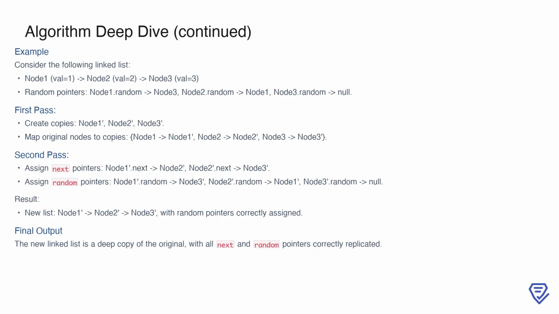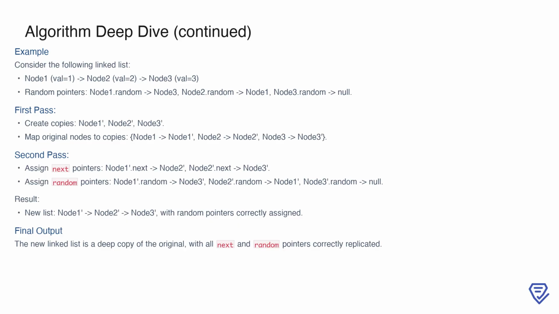During the first pass, we create copies of each node, node 1', node 2', and node 3', and store the mappings in the hash map. In the second pass, we assign the next and random pointers for each copied node. The next pointer of node 1' is set to node 2', and similarly, node 2' points to node 3'. For the random pointers, node 1' is assigned node 3', node 2' is assigned node 1', and node 3' has its random pointer set to null. The result is a new linked list that is a deep copy of the original, with all next and random pointers correctly replicated.